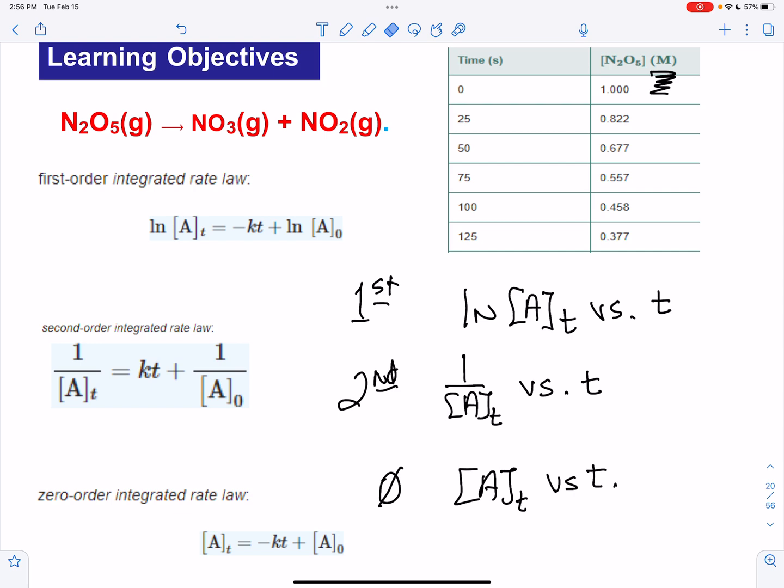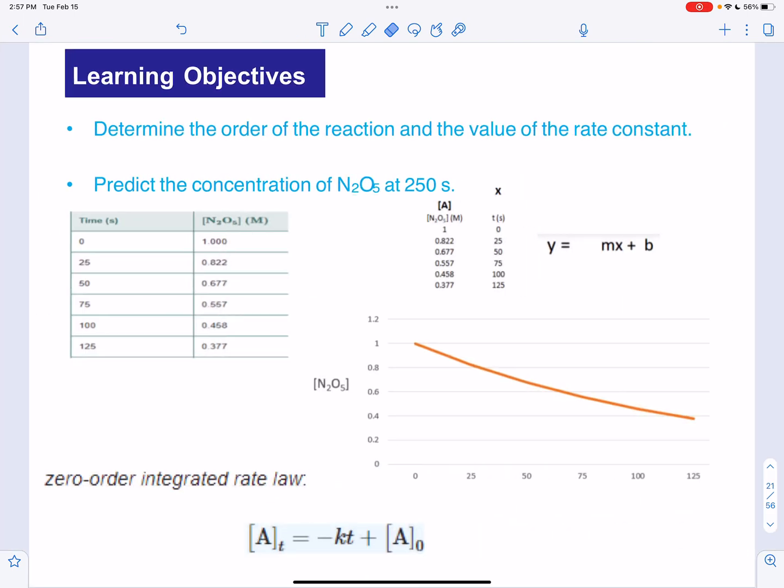So that's what I told you. The most important thing you need to remember is that when you plot y versus x for any of these integrated laws, you have to get a straight line. So we're going to take that data and we're going to manipulate it to plot it for each one of them. So let's begin with 0 order.